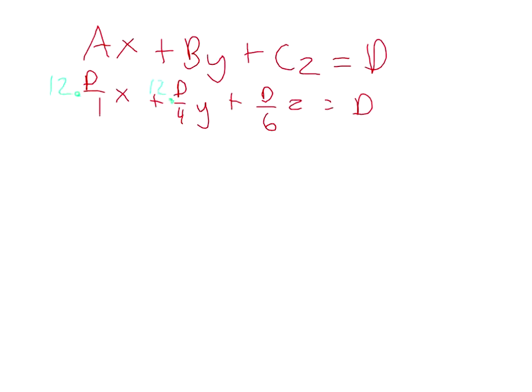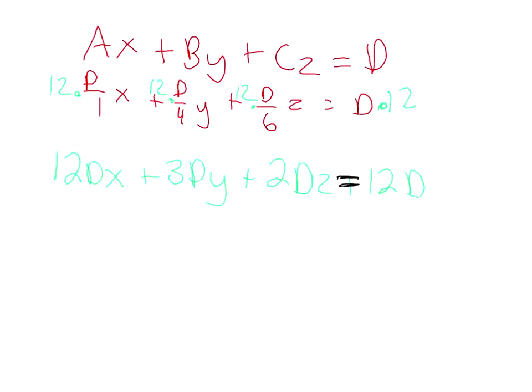So times by 12, times by 12, times 12, times 12. So I'm going to get 12 dx plus 12 divided by 4 is 3 dy. 12 divided by 6 is 2 dz plus 12d. We are one step away from your answer. What do all 4 of the, oops, that should be equals 12d.